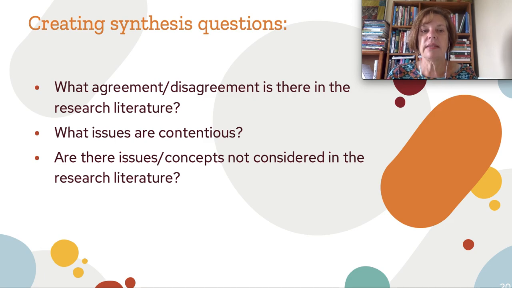And then synthesis questions: what kind of agreement or disagreement is there in the research literature? Are there issues that are contentious, that are controversial? Are there issues or concepts not considered in the research literature? So finding absences can also help you make a critical comment. So synthesis questions are looking across the source texts and asking, what commonalities, what differences, those kinds of things.